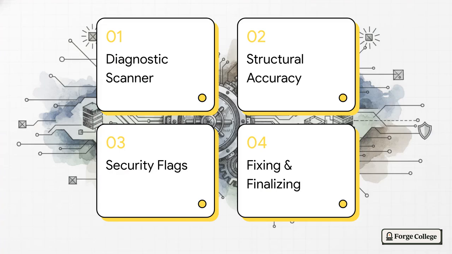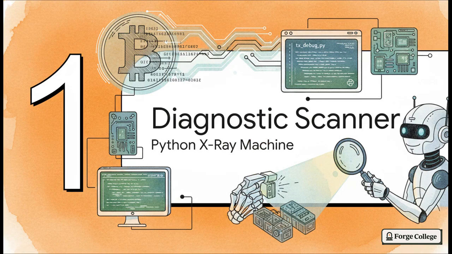So here is our safety inspection checklist for today's explainer. We're going to cover the pre-flight safety check, building your diagnostic scanner, X-raying structural accuracy, spotting critical security flags, and finally, fixing and finalizing. All right, moving into our first main section here, building your diagnostic scanner.